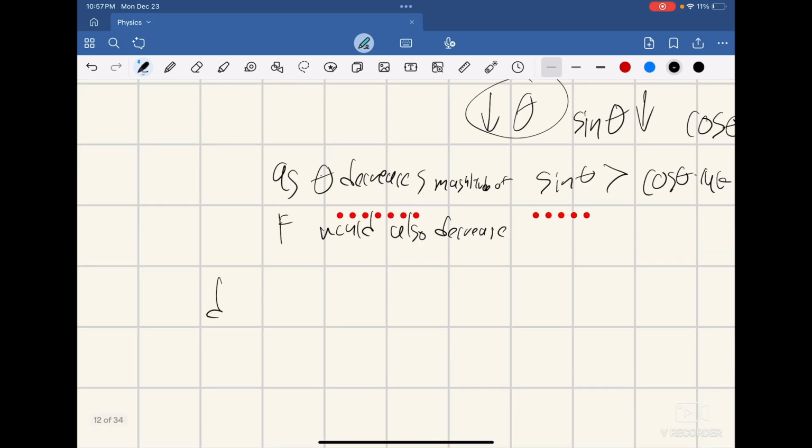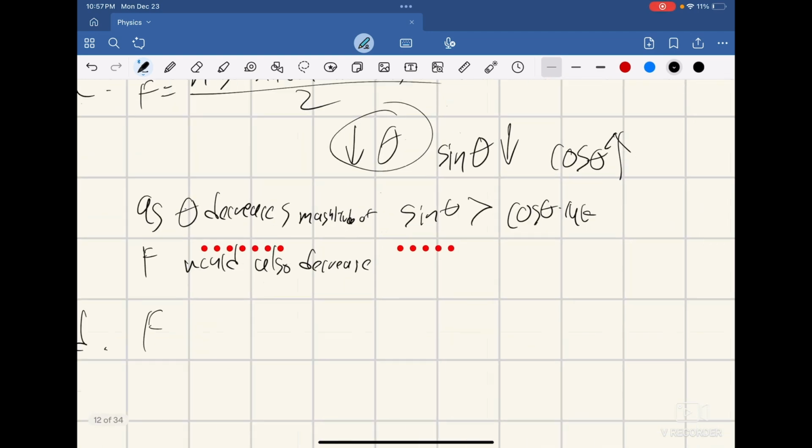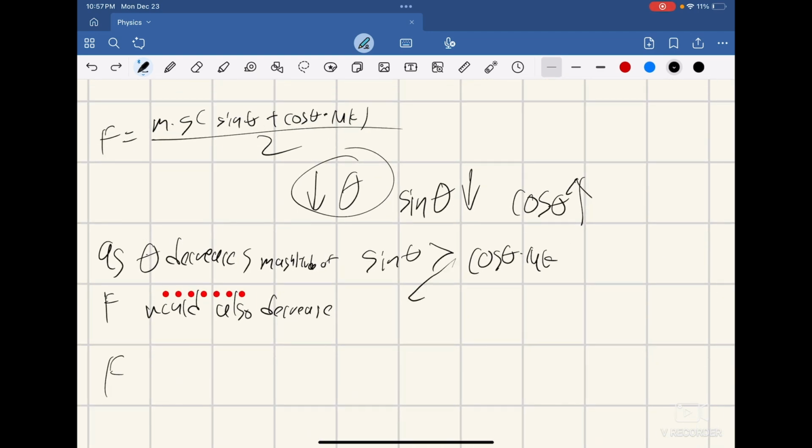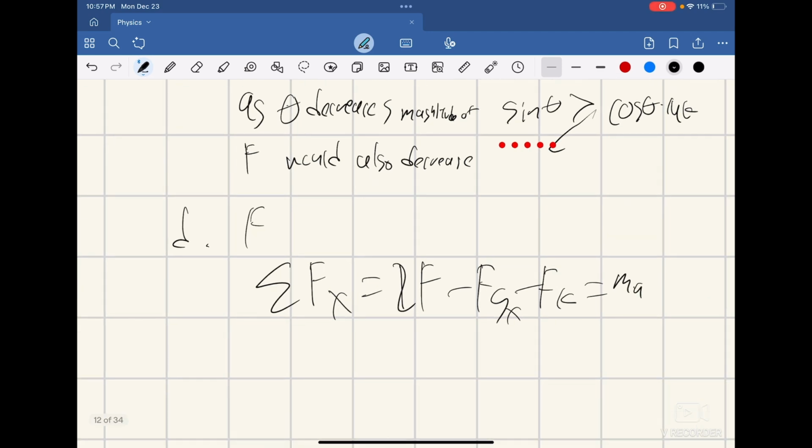All right. So for part D, we're just calculating F, right? Here, we can use the same expression we found up here. The reason being that in this problem, sigma F of x is equal to 2F minus F of gx minus F of k, which is equal to mass times acceleration, where acceleration is equal to 2.1.